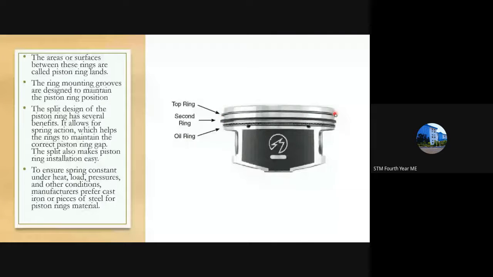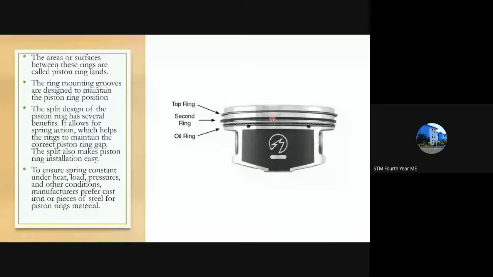So you can see here, there is too much portion here, but there is only a little in the second ring. So this is how it is packed inside. Then the areas of surface between these rings are called piston ring lands. So an area between the rings, from the top ring to the second ring, is called a piston ring land. And between the second ring and the oil ring, it is also called a piston ring land.